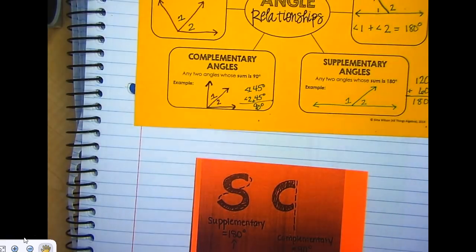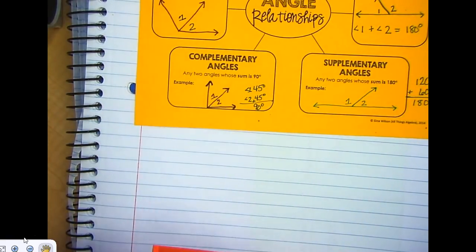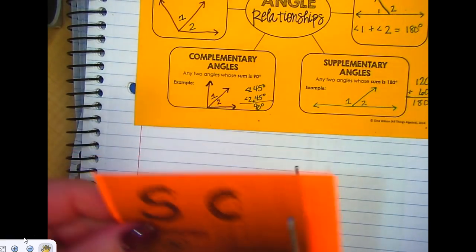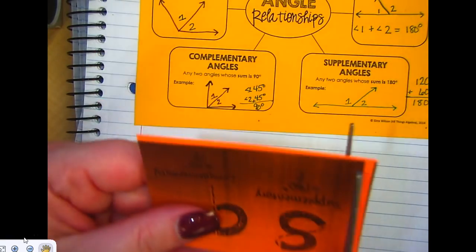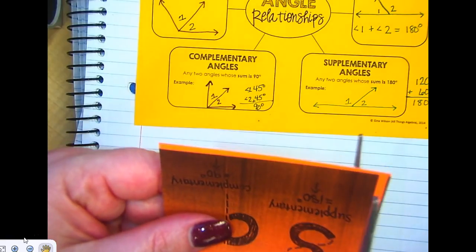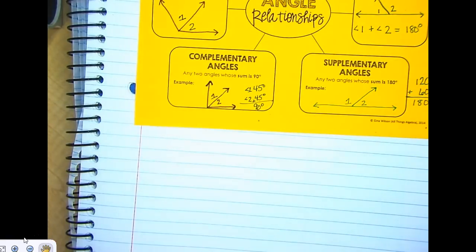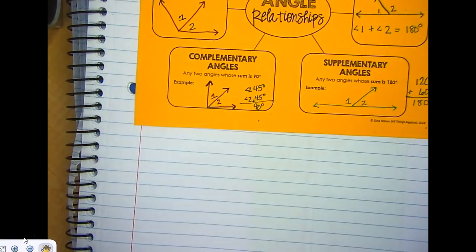Okay? All right, so this little orange paper down here, we're going to put down at the bottom. These are some hints that you can use. I'm going to trim mine just a little bit to help you remember the difference between a supplementary and a complementary angle or pair of angles.